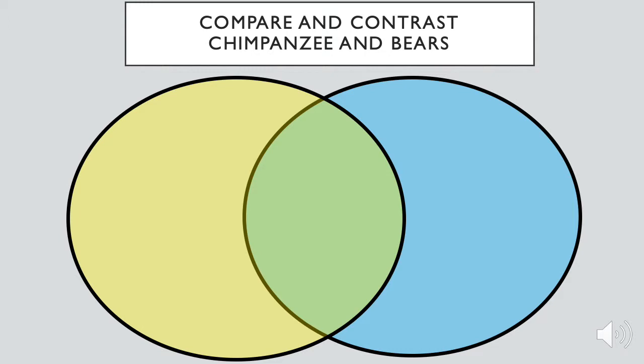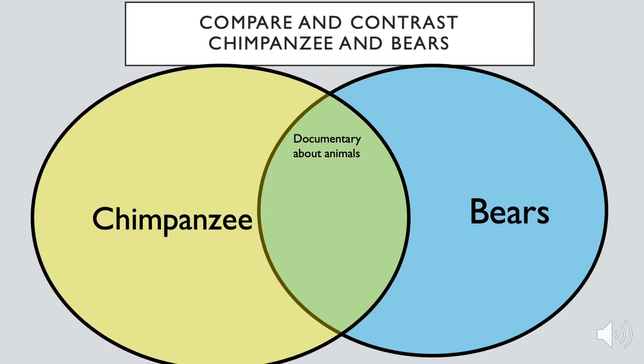We have our yellow circle is going to be Chimpanzee, our blue circle is going to be Bears, and then what they have in common is they are both documentaries about animals. So that's going to go into our green area. Now in our movies, Oscar's mom dies, so that's going to go into our yellow circle, while Sky and her cubs made it through the season will go into the blue circle. So those are two things that happen very differently in our two movies.